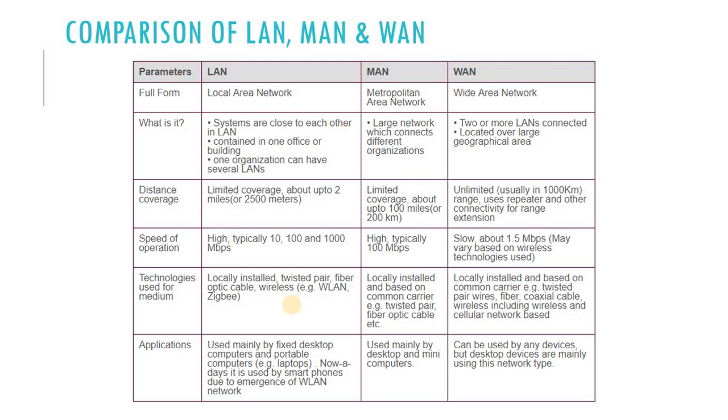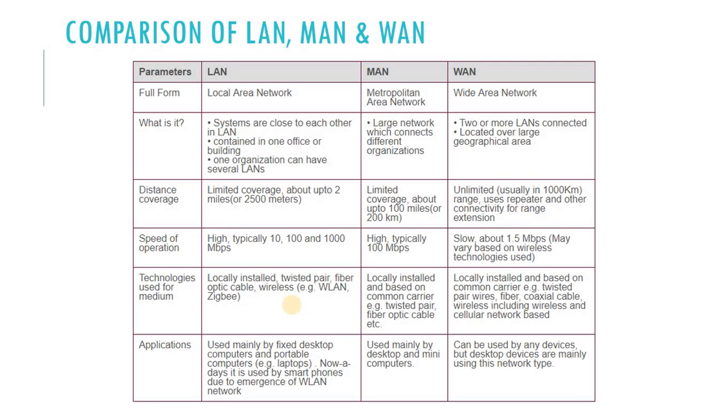So we are comparing LAN, MAN and WAN with different parameters. First is the full form. LAN stands for local area network, MAN stands for metropolitan area network, and WAN stands for wide area network. The second is what it is. In a LAN, systems are close to each other, contained in one office or a building, and one organization can have several LANs. A MAN is a large network which connects different organizations, and a WAN is unlimited, usually in 1,000-kilometer ranges, and uses a repeater and other connectivity for range extension.